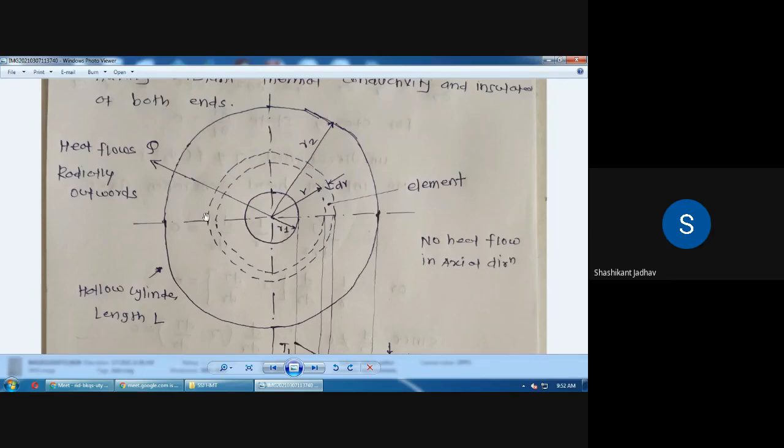Then we have considered one small element having radius r and thickness dr. The inside surface has temperature T1, and the outside surface has temperature T2. In this case we have considered that the heat flow takes place radially, because in the axial direction, at both ends, we are using insulation. Because of that, heat is flowing in the radial outward direction.